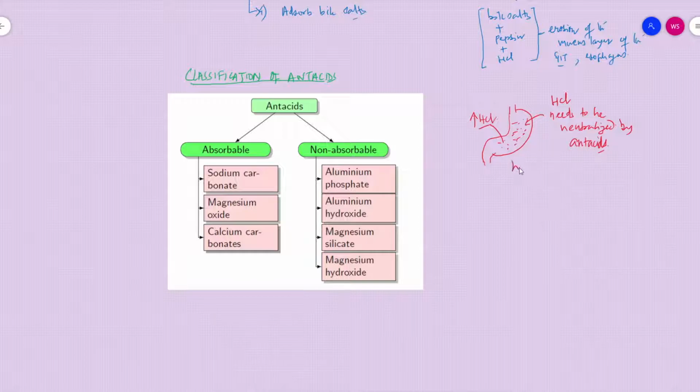Okay. So where do they need to work? They need to work locally in the stomach. Okay. So an ideal antacid would be one that neutralizes acid, works for a long duration of time, and works locally in the stomach. Okay. So that is an ideal antacid.